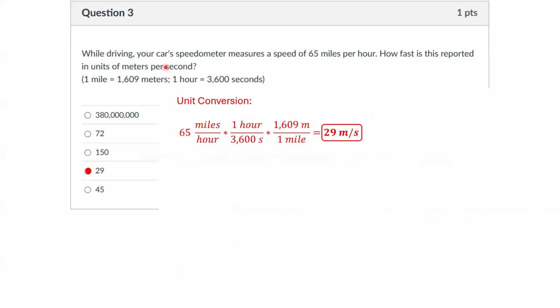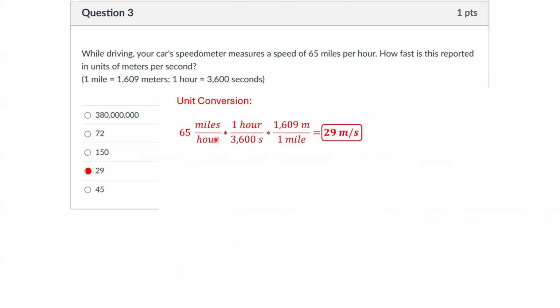Question three. This is simply a unit conversion. That was a chapter one learning objective that was covered in the PAL content. You're given a unit of speed in miles per hour and asked to represent that in meters per second. So we can do this through two conversion factors.